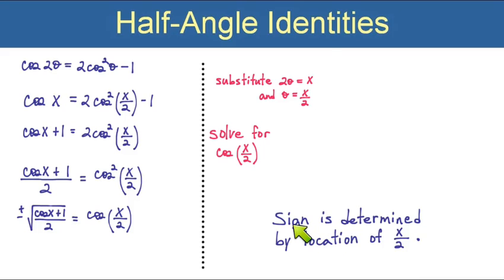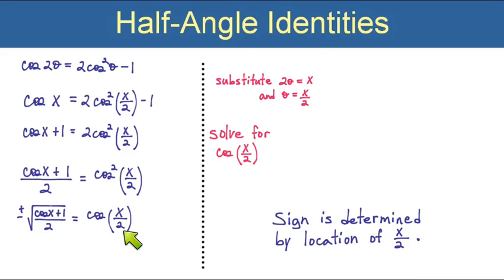Now, the sign of our answer will be determined by the location of the angle, x over 2. Not the location of x, but the location of x over 2. You know, just like we've always done, the sign of the function is determined by the location of the angle. Okay? That's our first half angle identity.